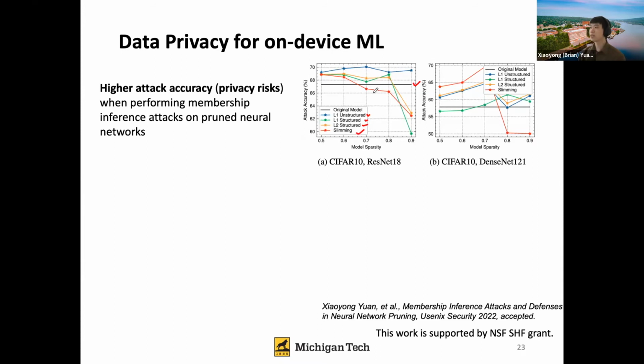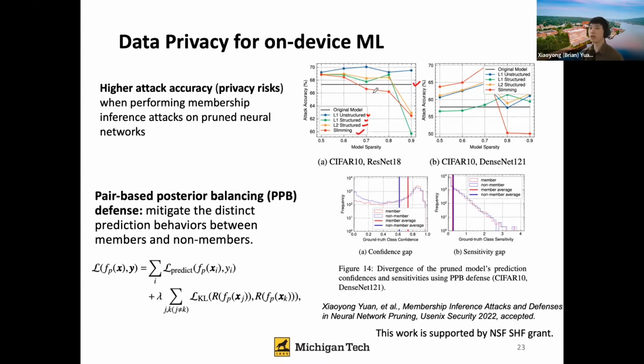To mitigate this issue, we propose a defense called pair-based posterior balance defense. I will not introduce the details, but the idea is that pruning makes the difference between training and test data larger, so our goal for this defense is to make it smaller again. We want to mitigate the distinct prediction behaviors between the training and the test data. This work was recently accepted by USENIX Security 2022, which is one of the top four security conferences in the area, and also supported by an NSF SHF grant.